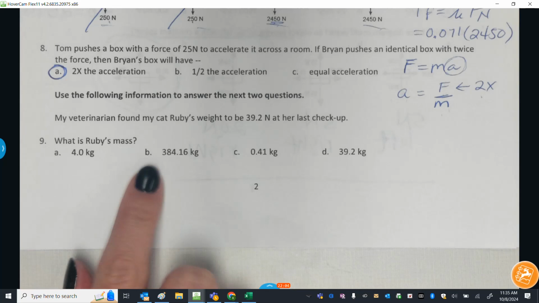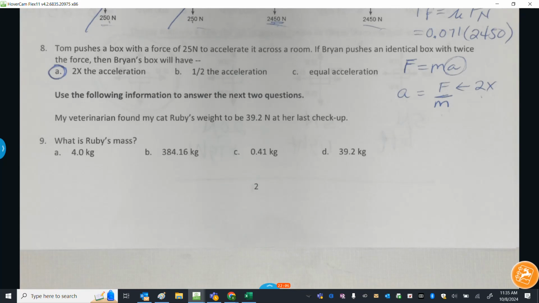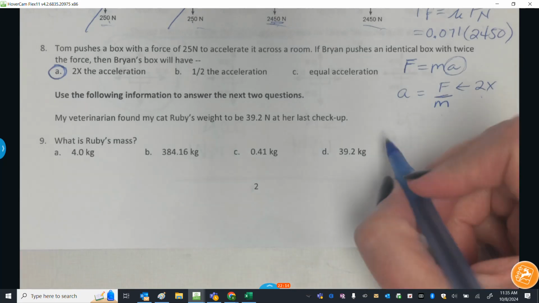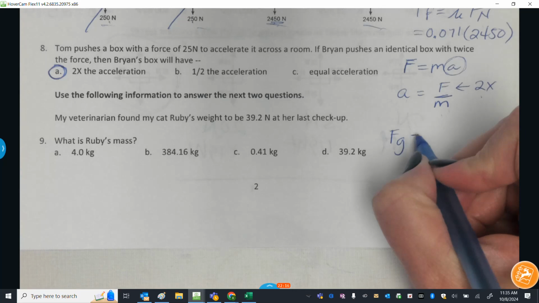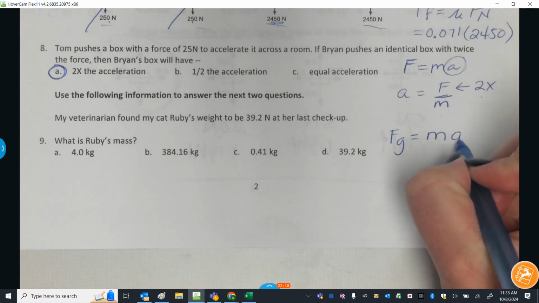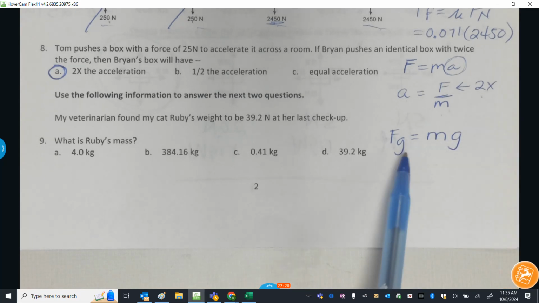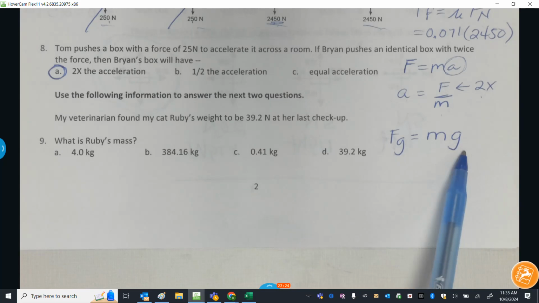Number 9 says, my veterinarian found my cat Ruby's weight to be 39.2 newtons at her last checkup. What is Ruby's mass? The equation that we use that allows us to solve for weight or mass from the other is this one. Fg is weight. It is equal to mass times gravitational field strength or gravitational acceleration on Earth. That is 9.8, or more specifically, negative 9.8.